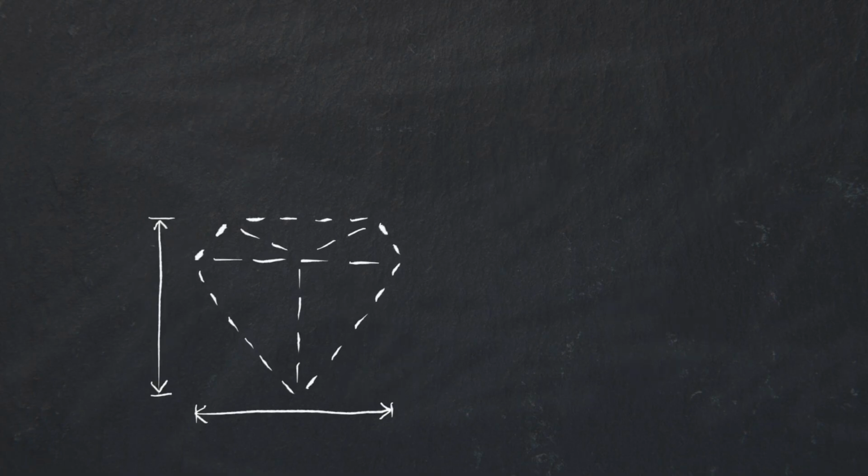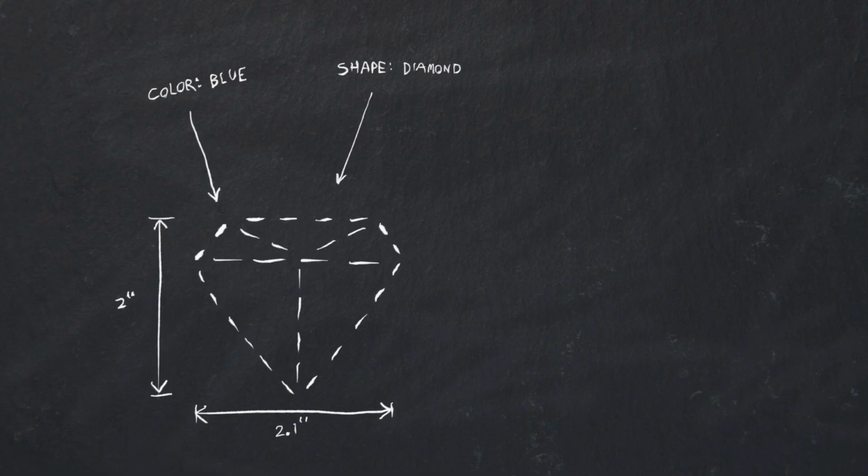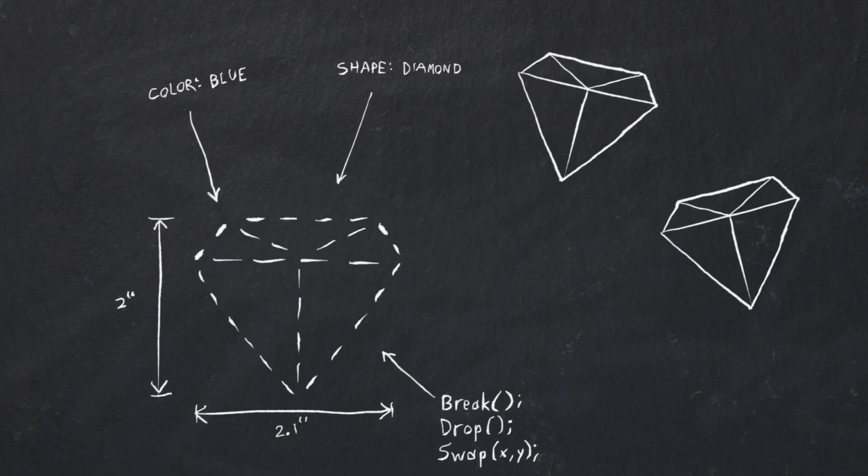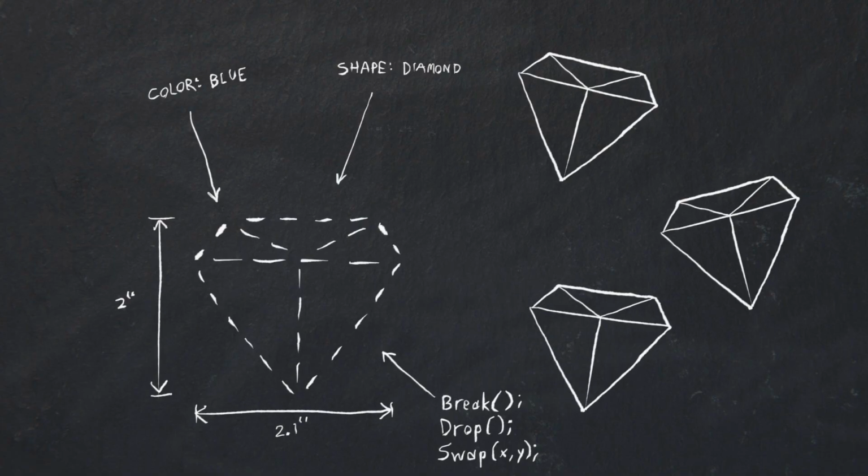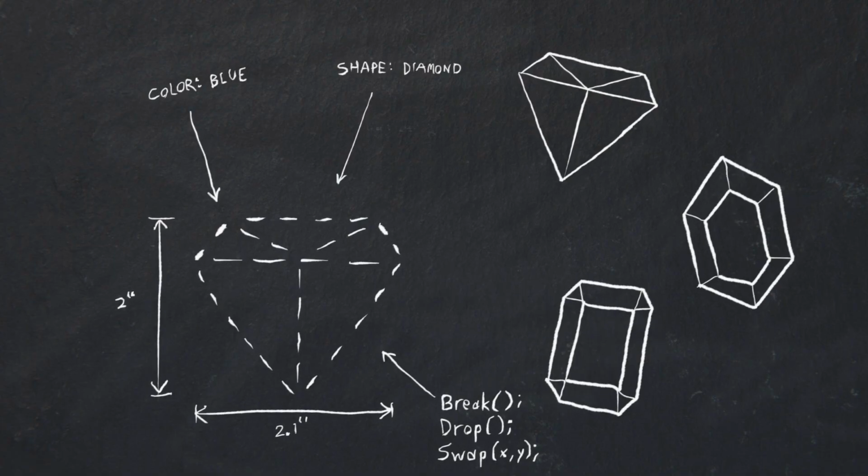Think of a class like a template or a blueprint for objects. They describe what data objects contain and how they behave. When you need a new gem, create an instance of the gem class. These instances all have separate data, like different colors and shapes, but shared behavior, like swapping and breaking.